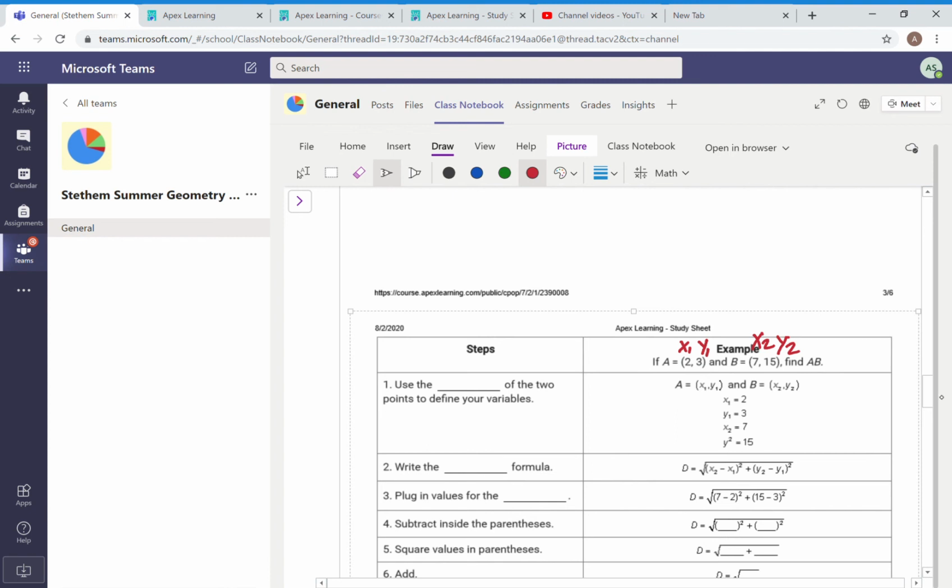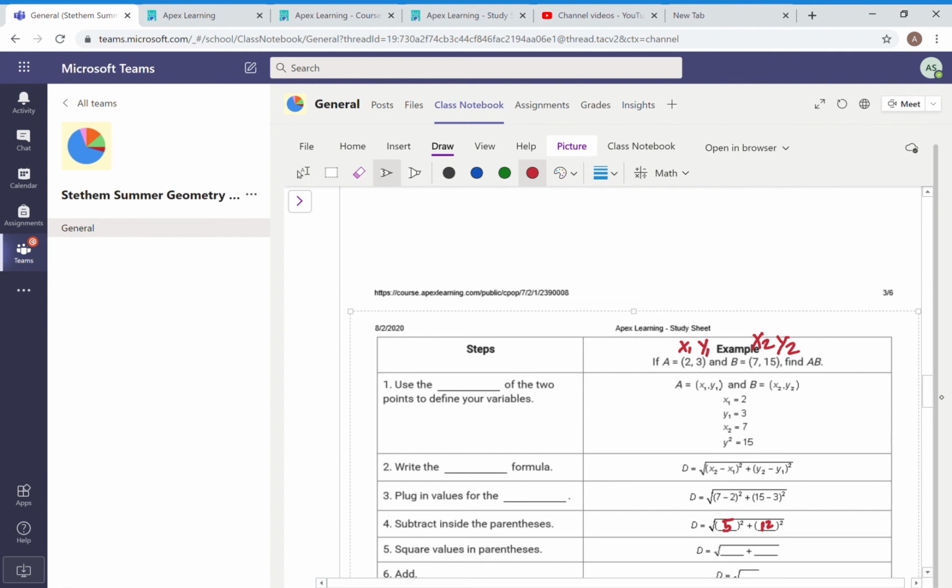Then I'm going to write out my distance formula, and I'm going to plug stuff in. So my x2 is labeled 7. I put a 7 in, minus 2 squared, and 15 minus 3. Writing it out helps. Take as many steps as you need. Don't try to rush through this. Now we want to simplify. 7 minus 2, well, that's 5. 15 minus 3 is 12.